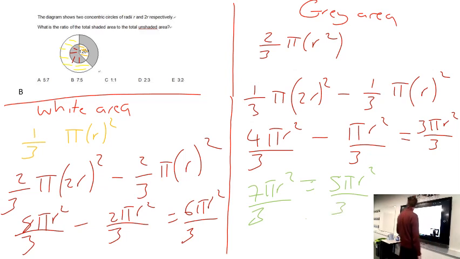Okay, so if we divide, there should be a nice ratio here. If we divide by the common factors, we divide by pi on both sides, divide by the r squared on both sides, and we multiply by 3 on both sides, we'll get 7 to 5 as our ratio. So our answer is B.